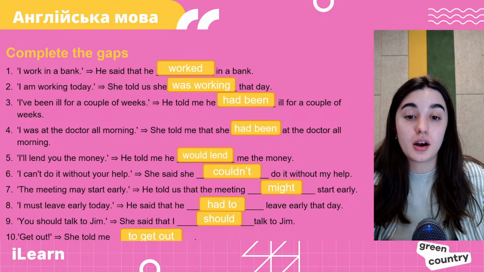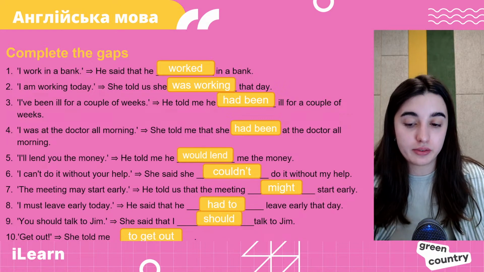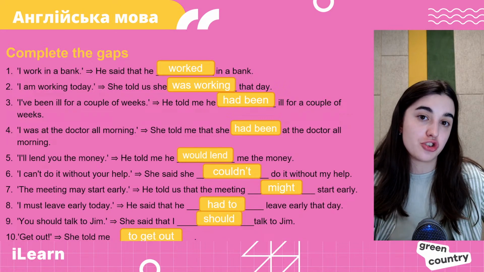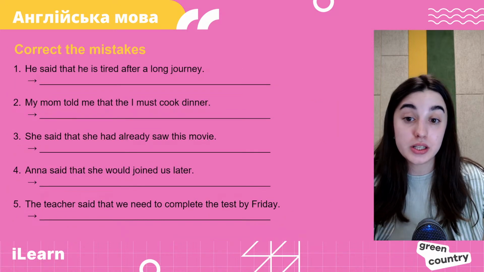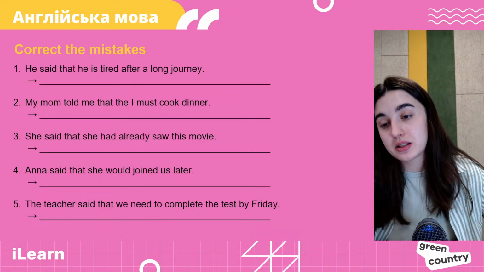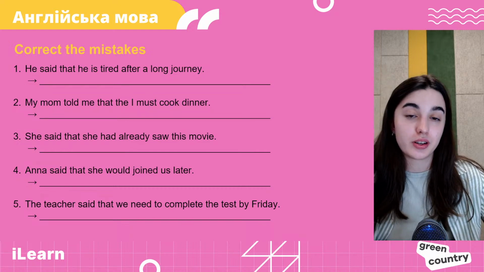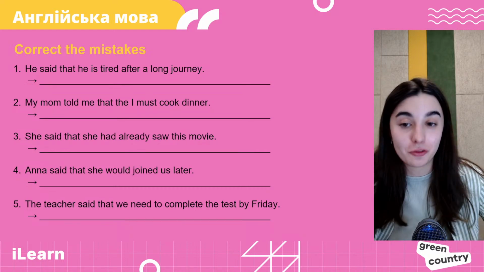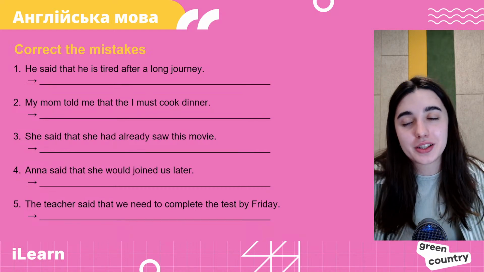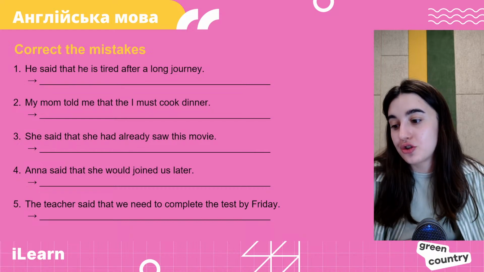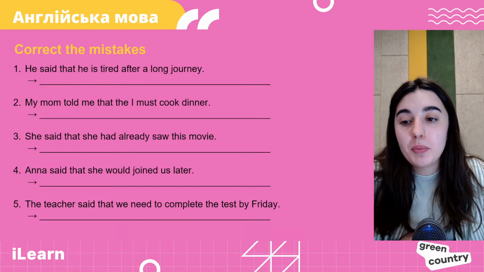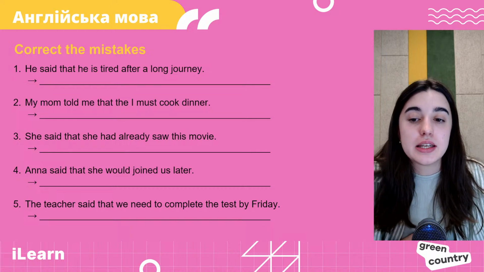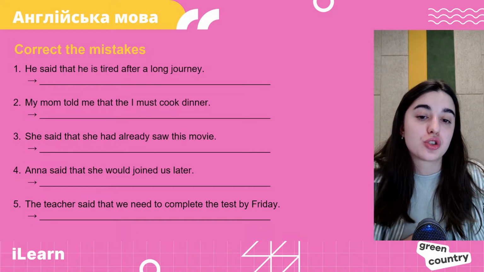Okay. So, we have worked with changing the tenses. Now, it's time for us to work with mistakes. Because when we are working with tests, we can have mistakes. So now let's correct all of them here and check what you have found. So, number 1. He said that he is tired after a long journey.